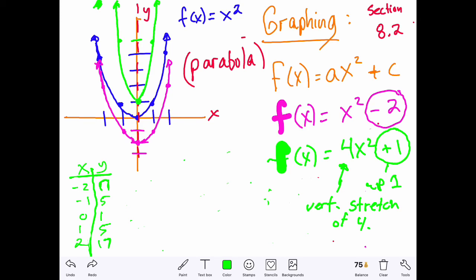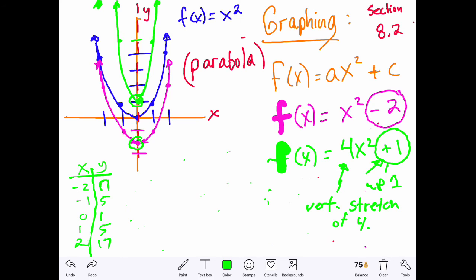So if I again compare this to my original parent, which is the dark purple, f of x equals x squared, well, I've got a couple things going on. Let's talk about what today's lesson's about, that up 1. So we have a vertical shift up 1. That's that plus 1 right here. And notice that corresponds to my vertex being shifted up 1. Whereas, say, on the one shifted down 2, my vertex was shifted down 2. So the vertex is a good place to look. And notice on both of these, they have that symmetry about x equal to 0 or the y-axis.